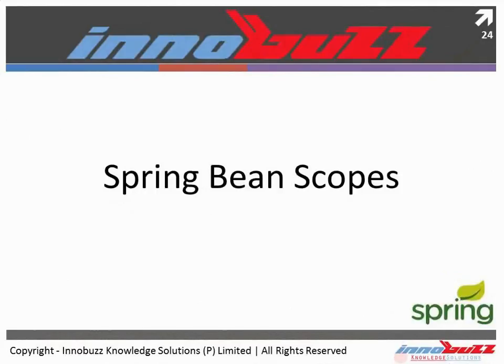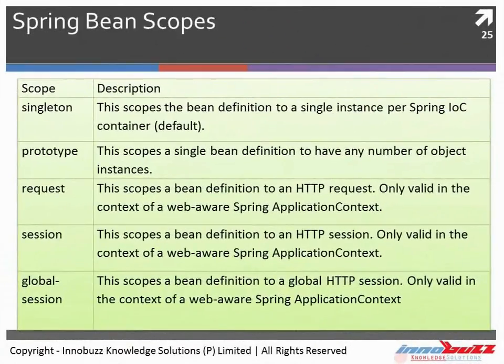Next, we even define the scope for a bean. So let's see Spring bean scopes. These are the scopes of Spring beans which need to be defined, and each will signify its information. Singleton, this will scope the bean definition to a single instance. So if you want a single instance every time you invoke a bean, then the container will use the scope as singleton. Prototype, this scope allows a single bean definition to have any number of object instances. Suppose you want new instances to be created for every invocation of the bean, you need to use scope as prototype.